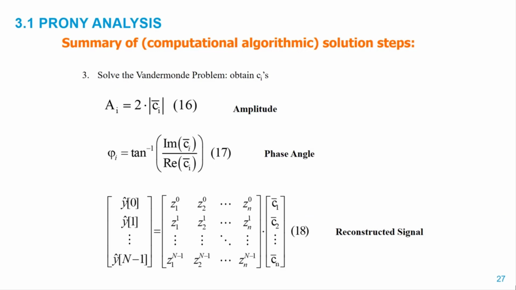Then once we have solved the linear prediction problem, we can solve the Vandermonde problem to obtain the weights of the exponential functions, and from this we obtain the amplitude and the phase angle of the exponentially multiplied sinusoids that define our equation. And then we can also reconstruct the signals now that we have all the data.